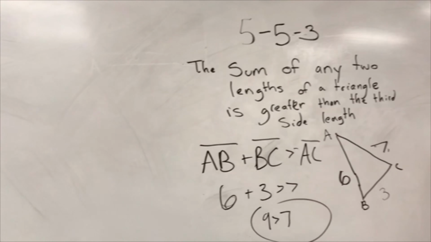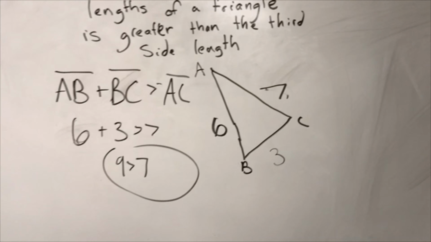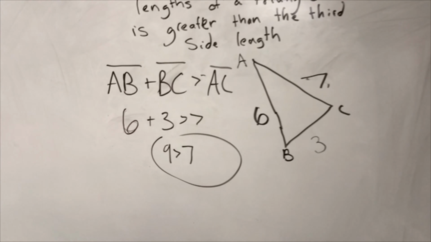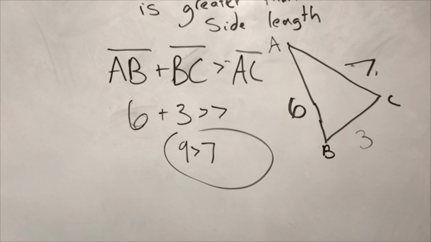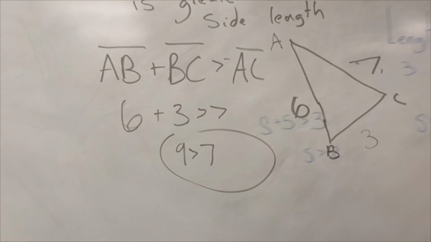So in this figure, AB plus BC should be greater than AC. So you substitute everything in, and 6 plus 3 is greater than 7, and 9 is greater than 7. Yep, that checks out.